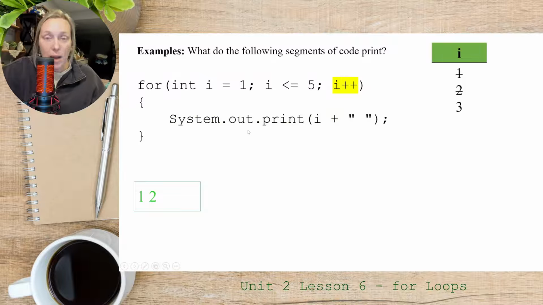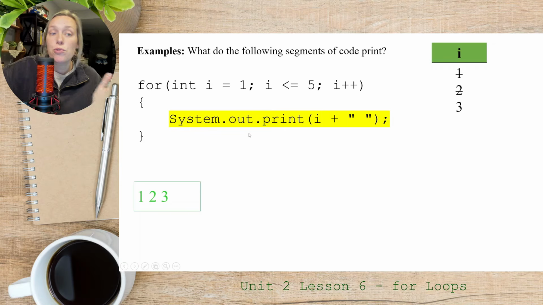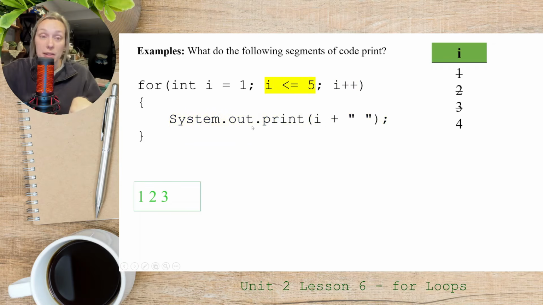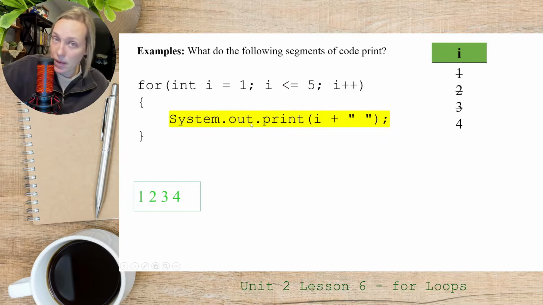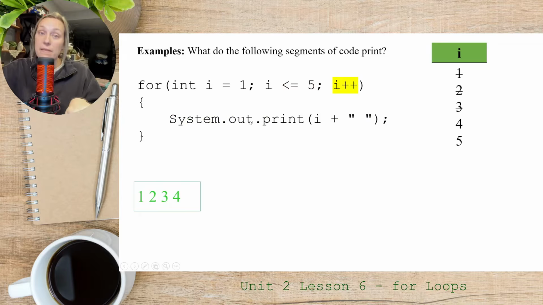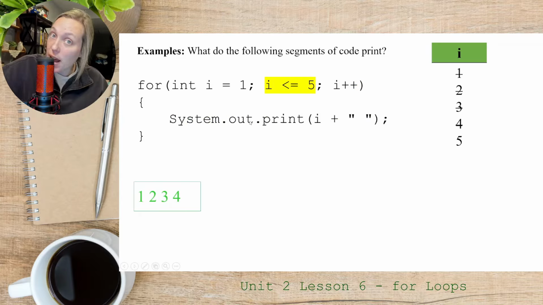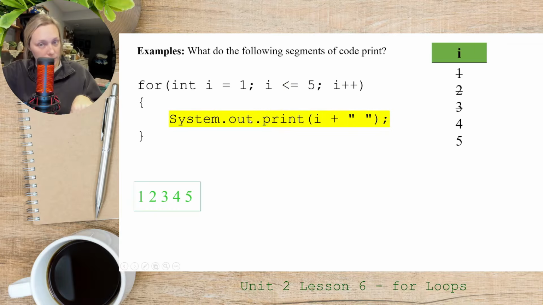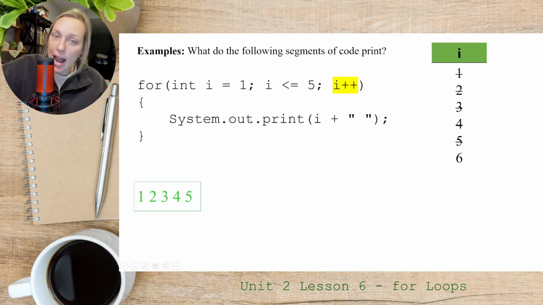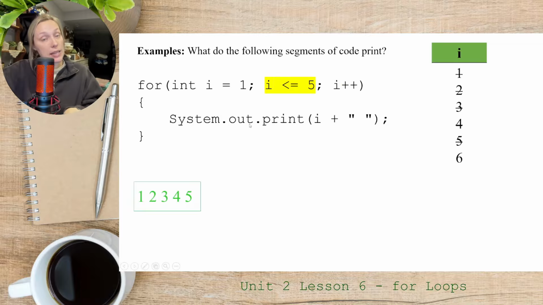I goes back up, it updates to 3. Is 3 less than or equal to 5? That's true. Run the statement. I updates to 4. Is 4 less than or equal to 5? Run the statement. I updates to 5. Is 5 less than or equal to 5? That's true. Run the statement. Update. I becomes 6. Is 6 less than or equal to 5? False. We've reached the false.